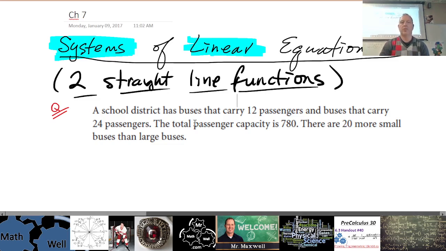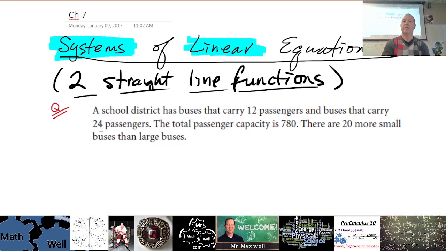A school district has buses that carry 12 passengers and buses that carry 24 passengers. So they're big buses and small little buses. The total passenger capacity is 780. So that means that 780 kids can fit on the number of buses, large and small, that we have. Here's another bit of information. There are 20 more small buses than large buses.